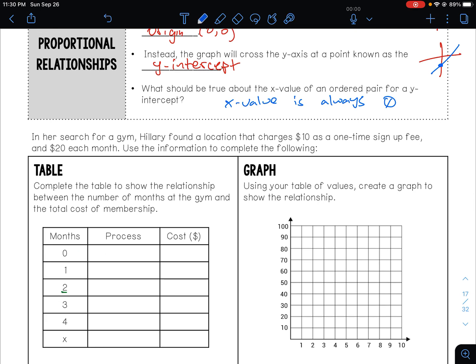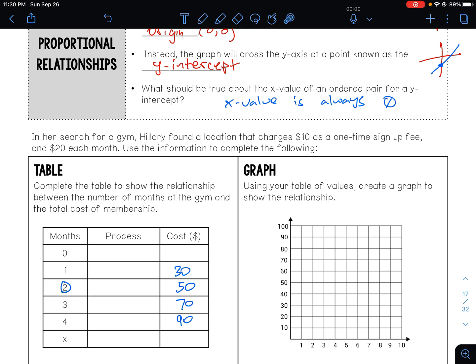So at 1 month, how much has she spent on just the gym? Well, she has to pay $10 plus $20, so that's $30. And after 2 months, she's paid the $10 plus 20 plus 20, so that's $50. And at 3 months, she's paid $60 in monthly fees plus the $10 at the beginning. That's $70. And at 4 months, again, $20, $40, $60, $80 in the monthly fees plus the $10 in the beginning. So she's spent $90 on the gym so far.